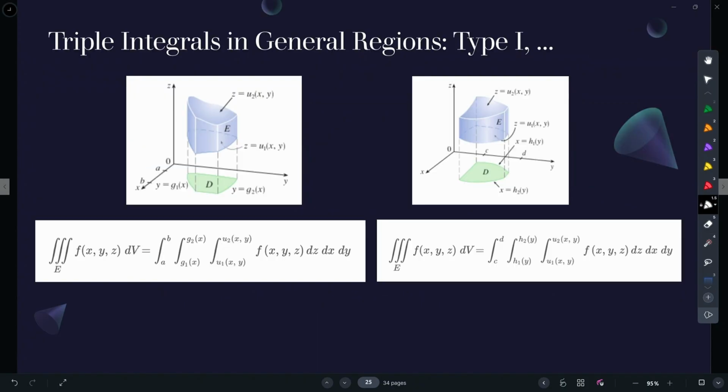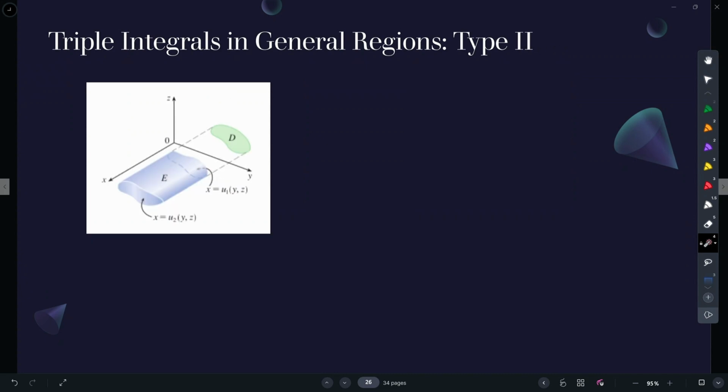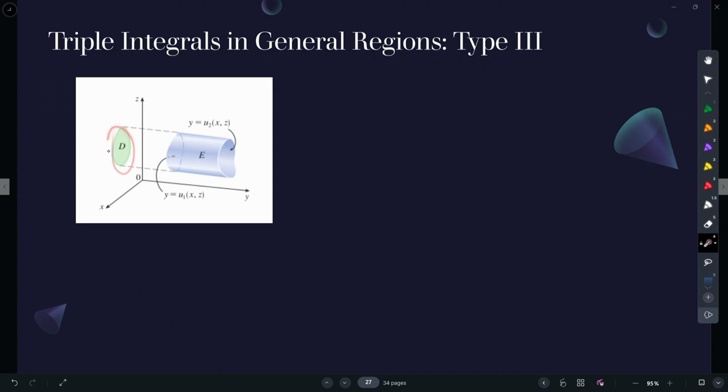So these are what we call in triple integrals type 1. If the region we're integrating over is a region that we define in the xy plane, and then the z values are sandwiched between two functions. Now, you can flip that image and do type 2 integrals, where the region is in the yz plane, and the x coordinate is the one that's sandwiched between two functions. Or type 3, where the region is in the xz plane, and the y is between two functions.